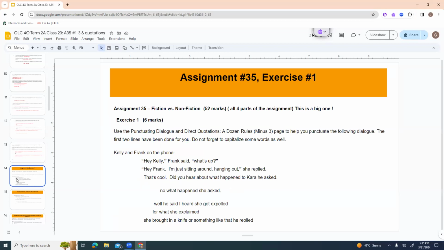Okay, so here's our actual assignment. Number 35. First exercise is 6 marks. So I just want to point out, there is a lot of punctuation to do here, but it's only worth 6. So even if you had a hard time with this assignment, it's not really going to ding you too bad. It's just practice doing dialogue, because a lot of times if it's been a while since you've been in school, maybe a long time since you've had to worry about quotation marks, okay?